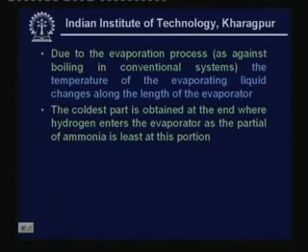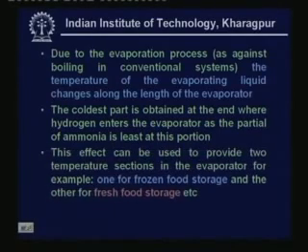So, why is this part coldest? Because at this part the partial pressure of ammonia is least. So, it can evaporate at the lowest temperature. This can be beneficially used to provide two temperature sections in the evaporator. For example, if you are using this system for a refrigerator, you can use the coldest part for frozen food storage and the relatively warmer part for fresh food storage. This is what is done in commercial refrigerators.